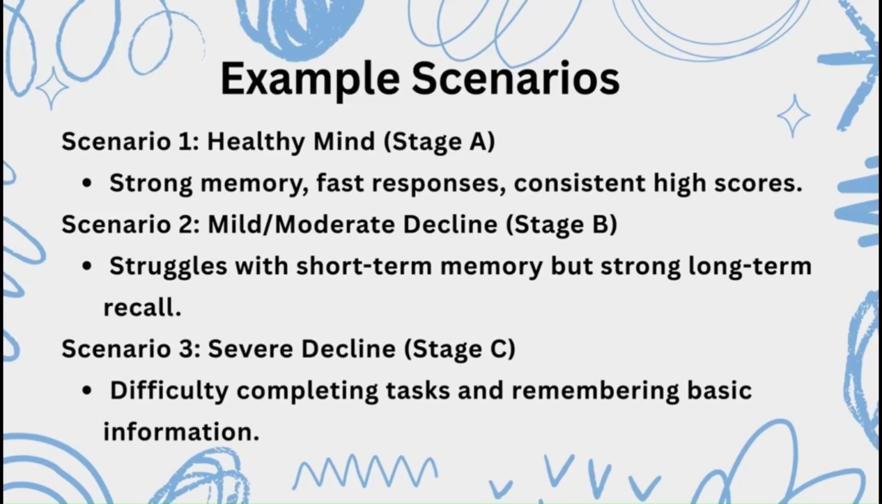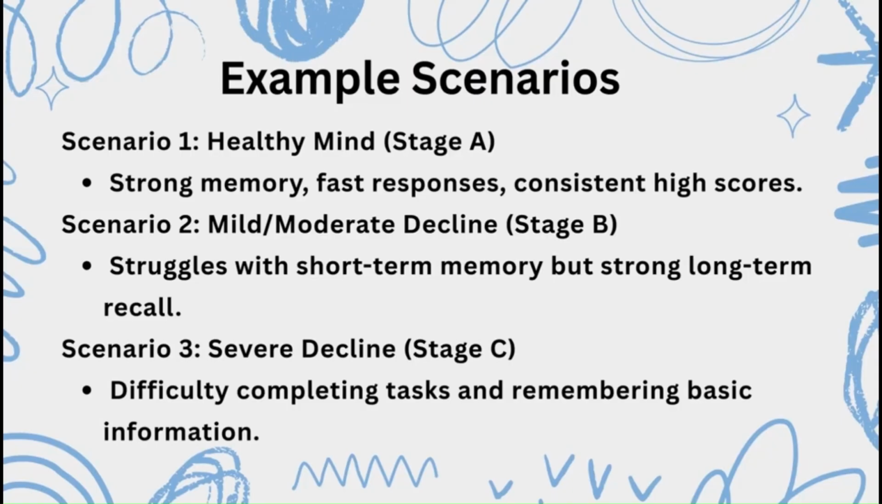Now, finally, we have scenario 3, which is someone with severe decline. So, this person struggles across basically the entire game. They may not recognize pictures, they forget instructions right away, and they get confused even with help. They can only handle the easy level, and even that is difficult. Their score ends up very low, which clearly tells the game they're in stage C. For this person, the system recommends immediate support or professional care because their memory decline is already very advanced.